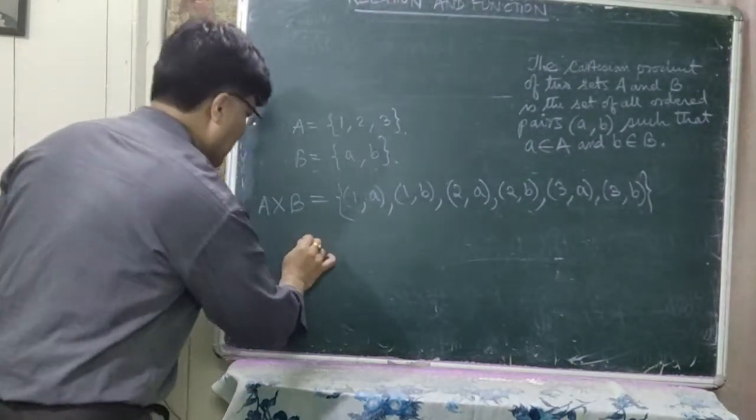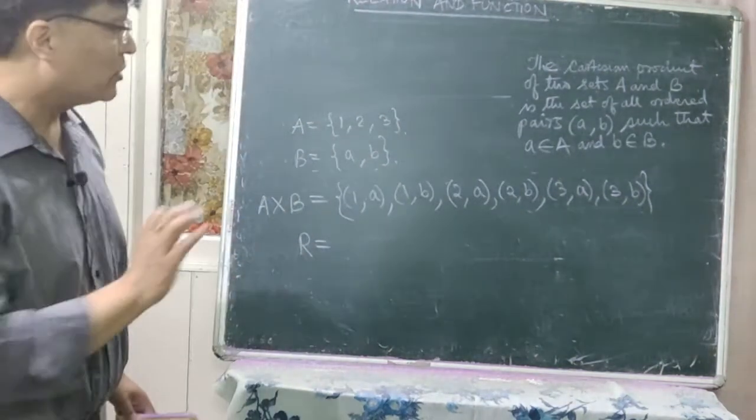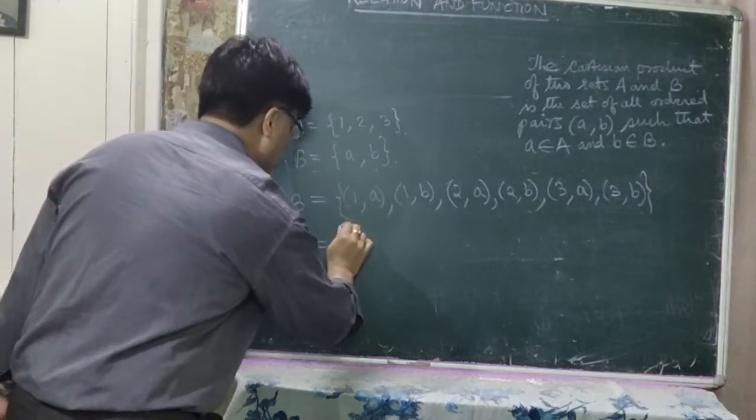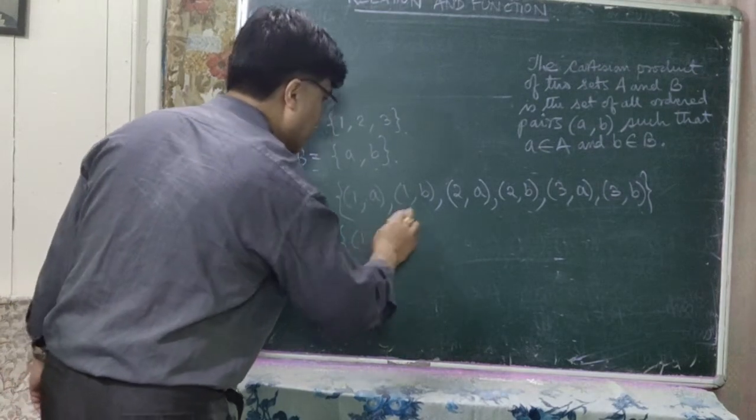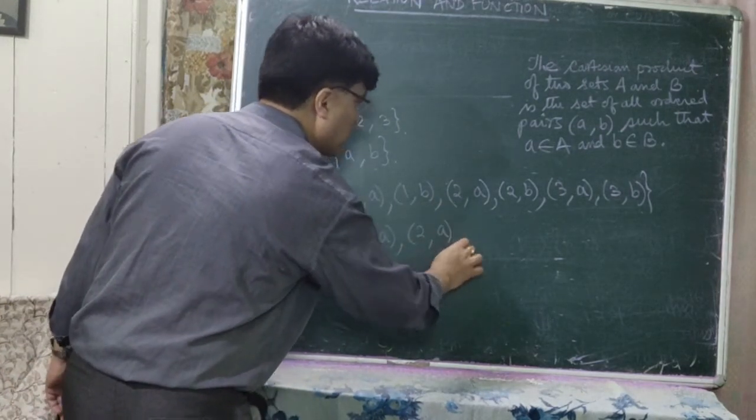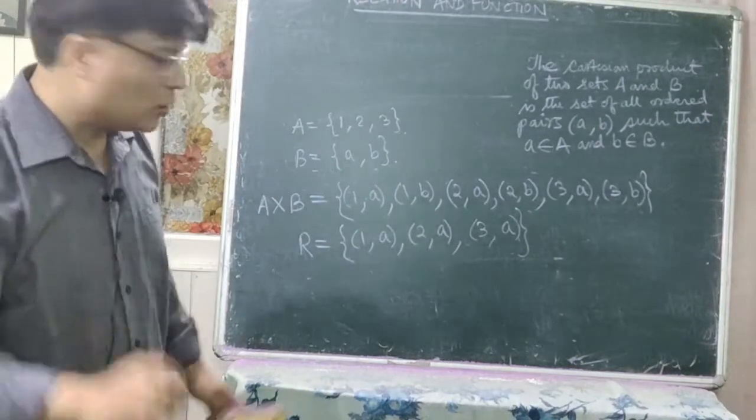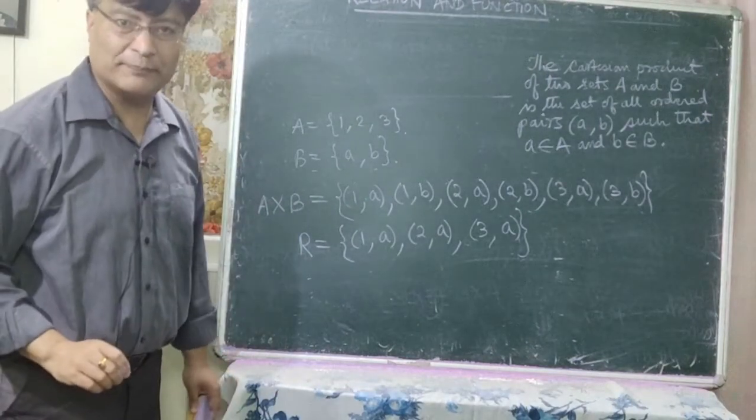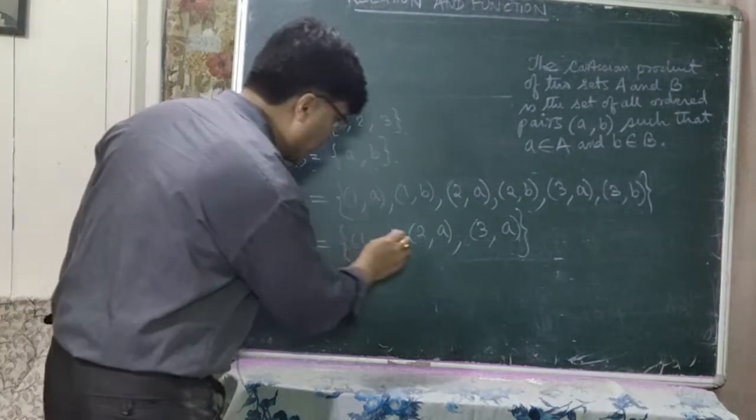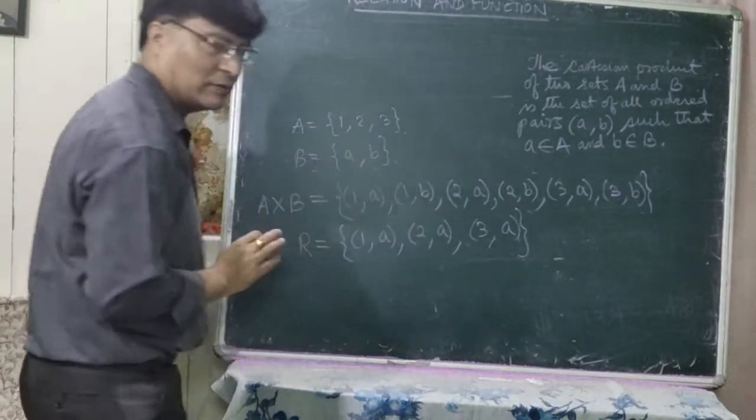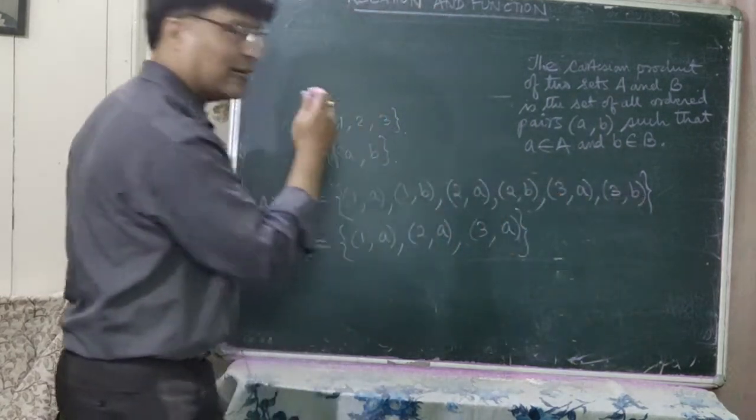Suppose you write capital R is equal to, yeah, but I mean, whichever elements you like, you can write, but not all of them, okay? So let us take whichever ones we like. Suppose you take 1 comma a, then 2 comma a, and 3 comma a. Okay? So this R is a subset of A cross B. This R is a subset of what? A cross B. Because every element of R is an ordered pair, and you can take any of them. Did you understand? You may take 1 comma a, 1 comma b, 3 comma b, like that.